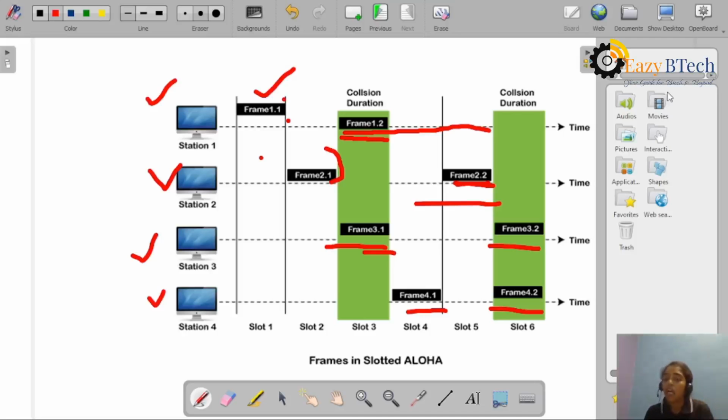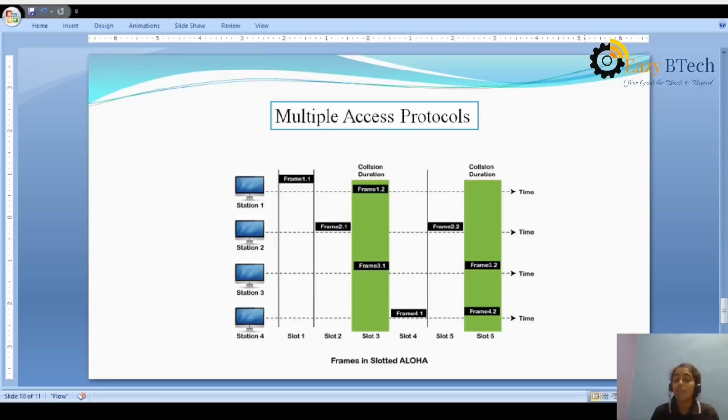So slotted Aloha is introduced to reduce the frame hitting. That is the drawback of pure Aloha. In pure Aloha, the frame hitting is very high because it does not sense whether the channel is idle or busy. For that reason, each and every station transmits its data frame simultaneously, the frame hitting is very high, and collisions also rise at that time. To reduce that, slotted Aloha is introduced.